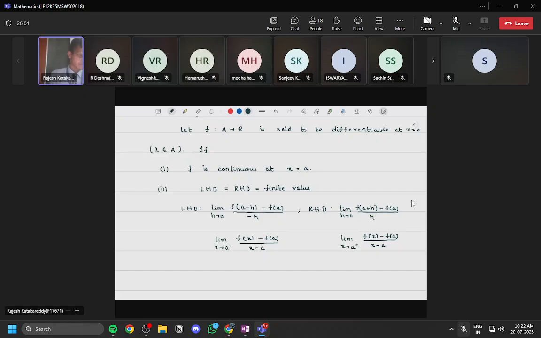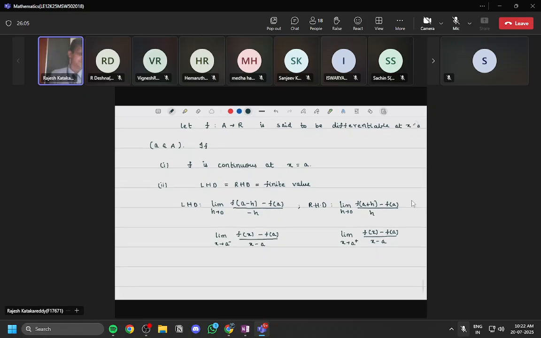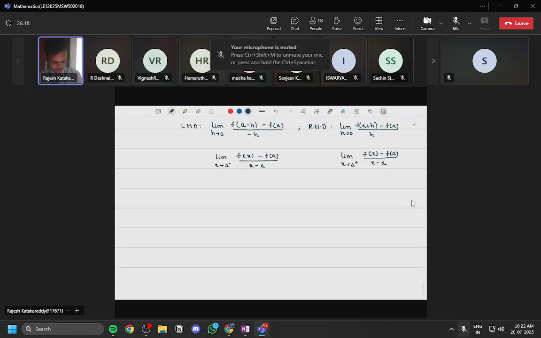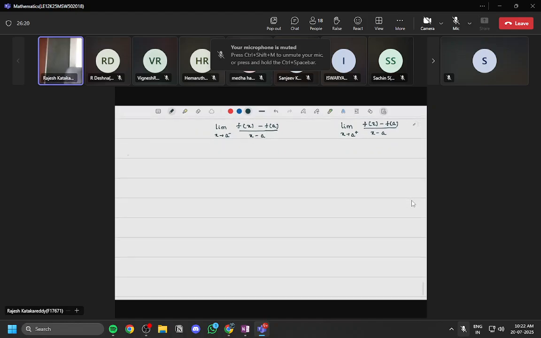Hmm. Minus h should be necessary, then only. Or else both same only will. Clear? Done everybody? Can I scroll up? So scrolling up. Now these are all some important statements related to continuity and differentiability.